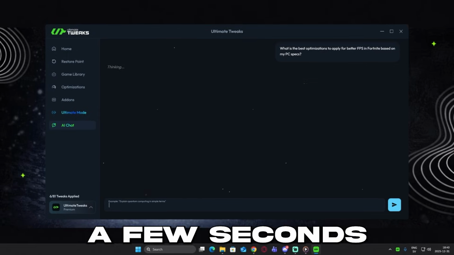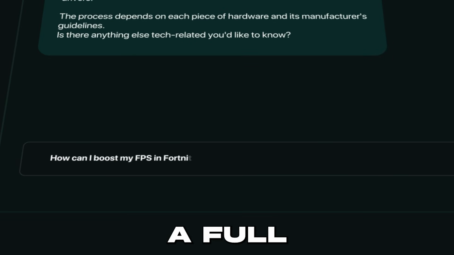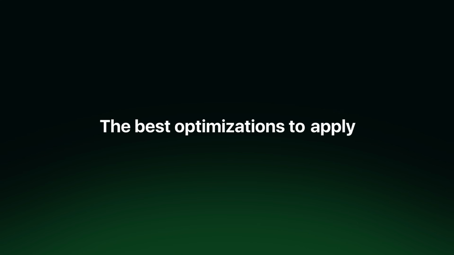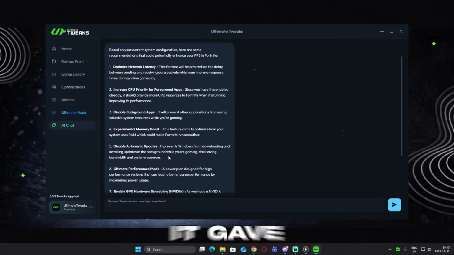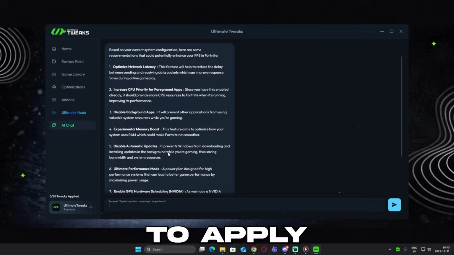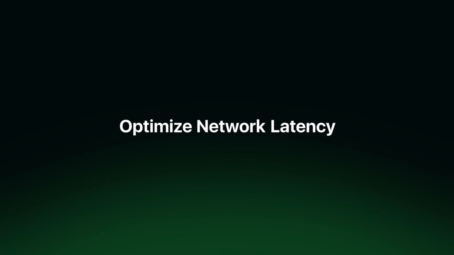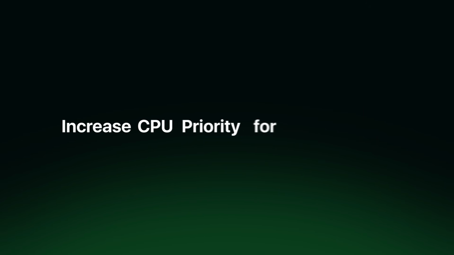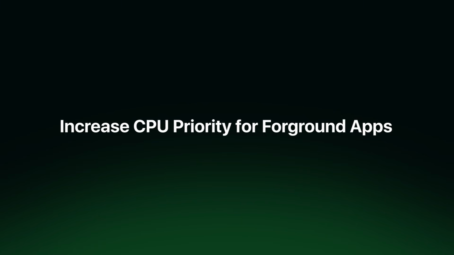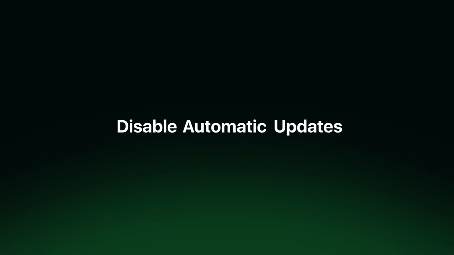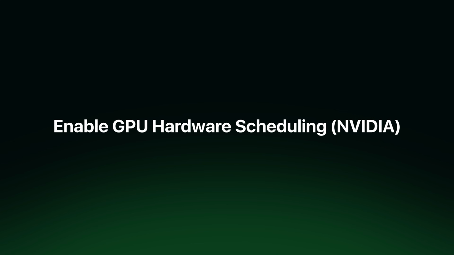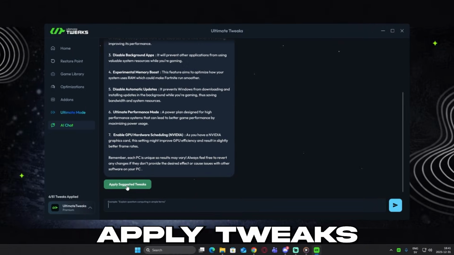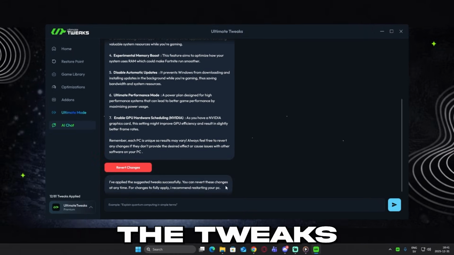Just wait a few seconds and the AI chat will give you a full response with the best optimizations to apply based on your PC specs. Okay guys, so as you can see here, it gave me 7 optimizations to apply. The first one is optimize network latency, increase CPU priority for foreground apps, disable background apps, experimental memory boost, disable automatic updates, ultimate performance mode, enable GPU hardware scheduling, NVIDIA. Just click on apply tweaks, and as you can see, the tweaks have been applied.